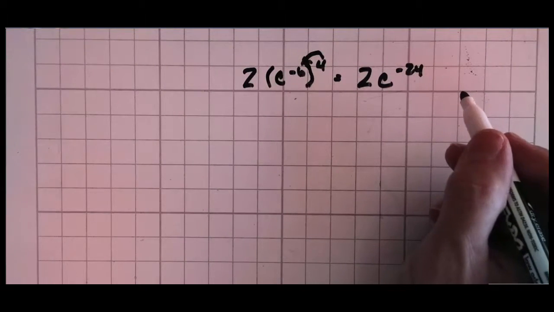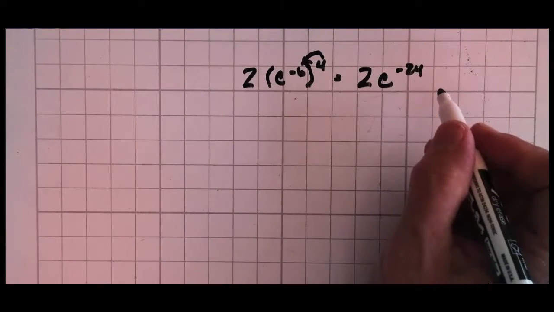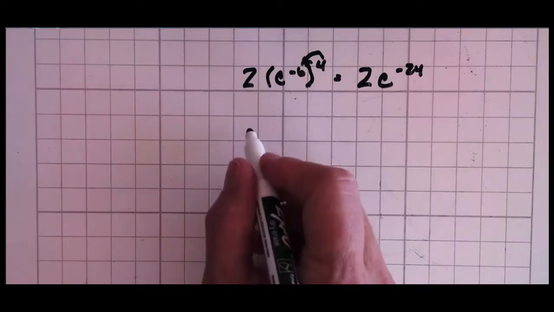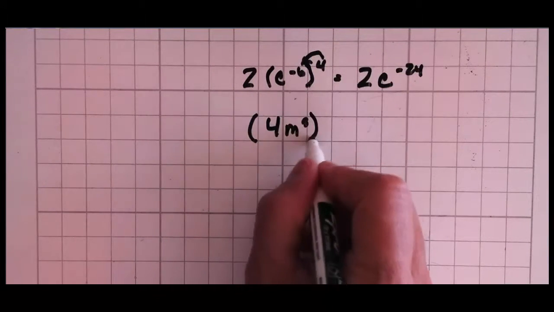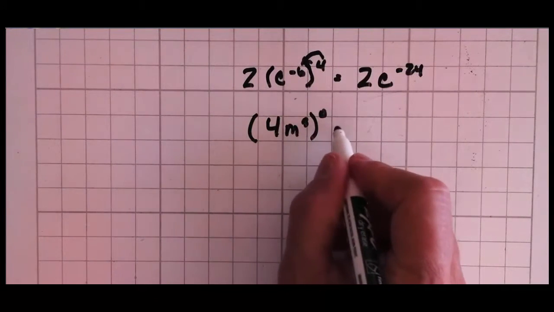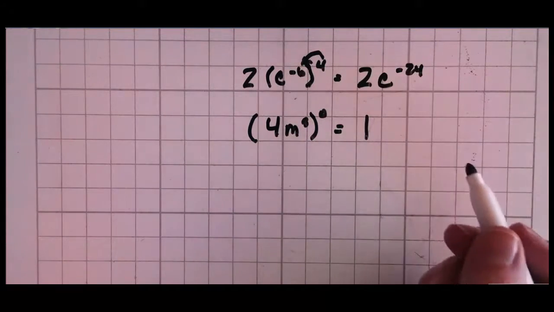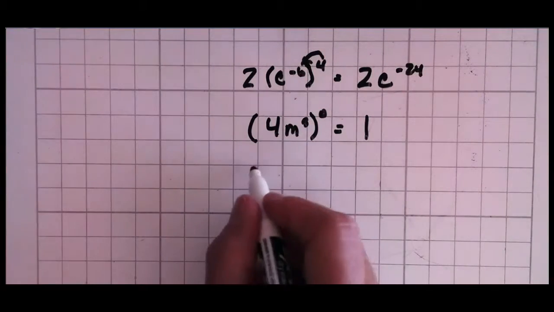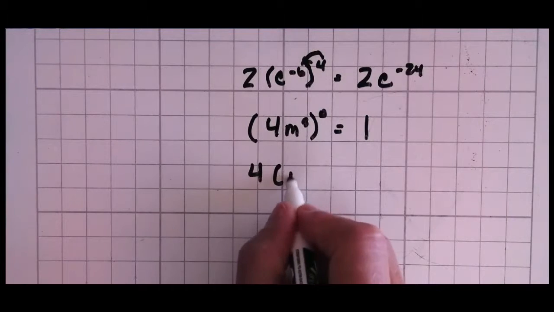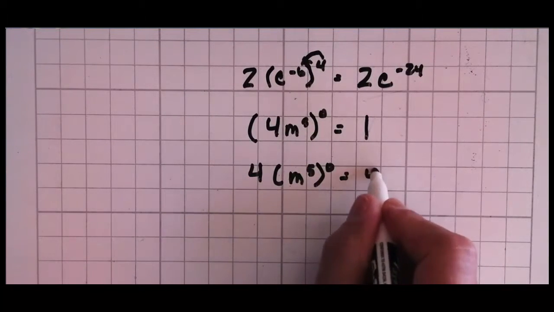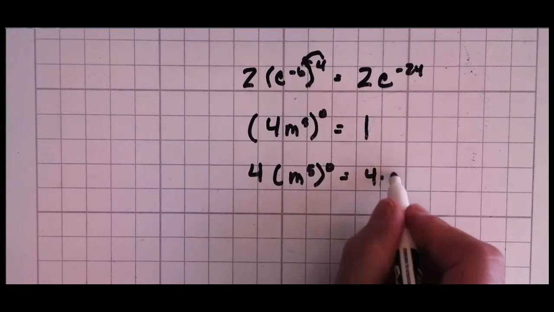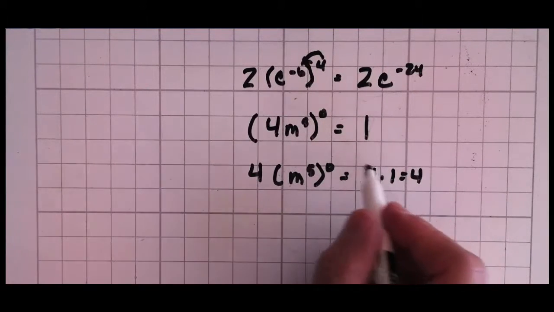The other thing that is important that you remember is anything, no matter what, raised to the 0 power is 1. So you may see a problem like 4m to the 5th, in parentheses, raised to the 0 power. That whole thing is 1. But keep in mind, if that 4 is on the outside of the parentheses, it's 4 times this, which is 1, and your answer would be 4.